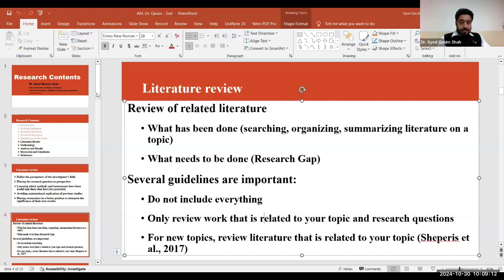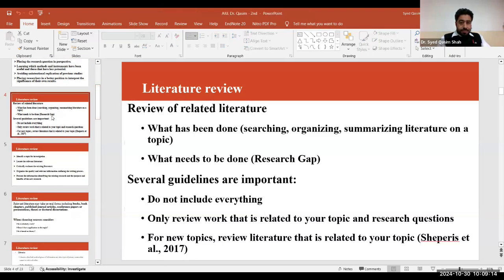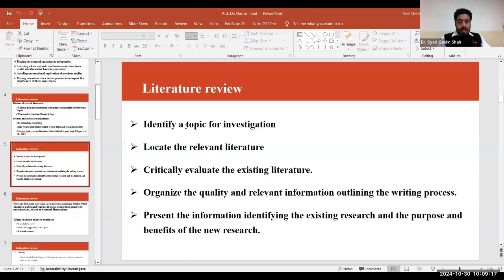Moving further, in literature review we identify a topic for investigation, right? This is usually based on our research question. We locate the relevant literature. Now, where can we locate it? Let's say we are using different databases. Google Scholar is one of the easily accessible databases. So we write different terminologies, and we locate the relevant literature that is available in books, in journals, in articles, in conference papers, in dissertations, or whatever, right?